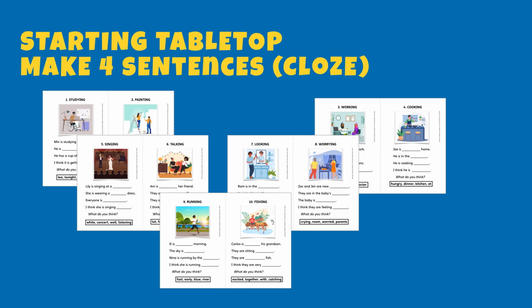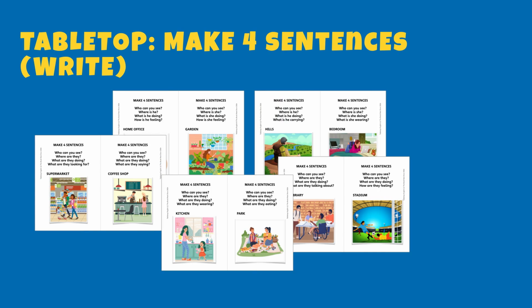Here are the starting tabletop, make 4 sentences, which are really close. The focus is on present continuous, what people are doing. Running, fishing, painting, cooking. And here are the tabletop activities, still just present tense, but asking questions that need learners to share their ideas. What are they talking about? How is she feeling? And again, this is a joint writing experience, so learners are writing in a group and working out some sentences that share their ideas.